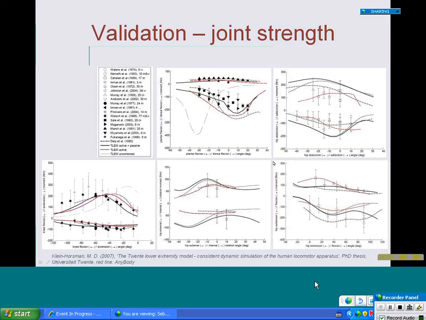Here again, all degrees of freedom are plotted for which the data are available. So we have no data for the subtalar joint, for example.